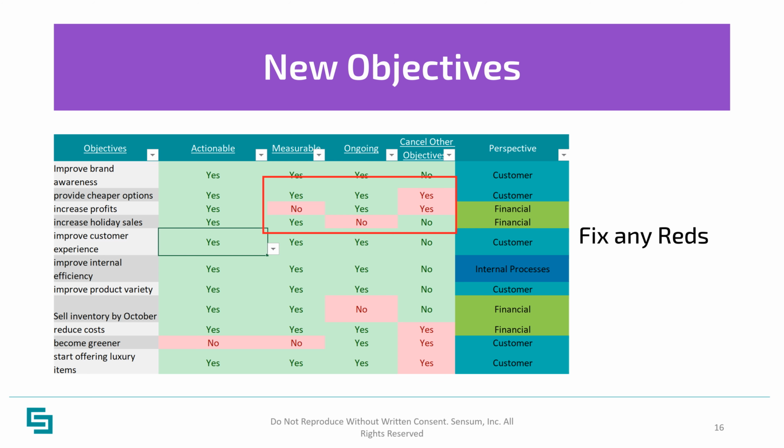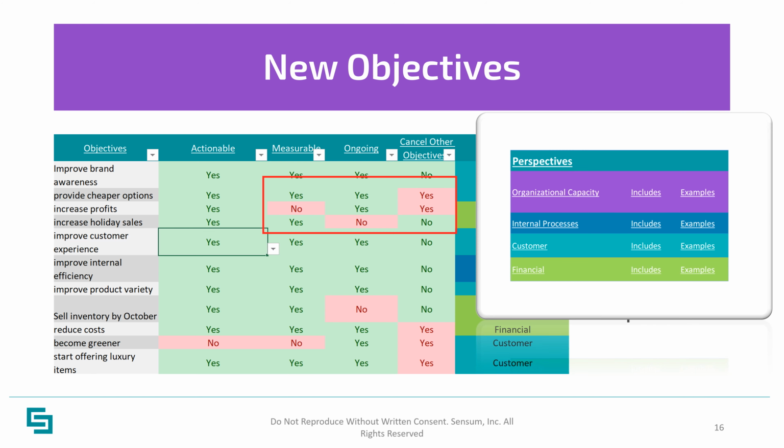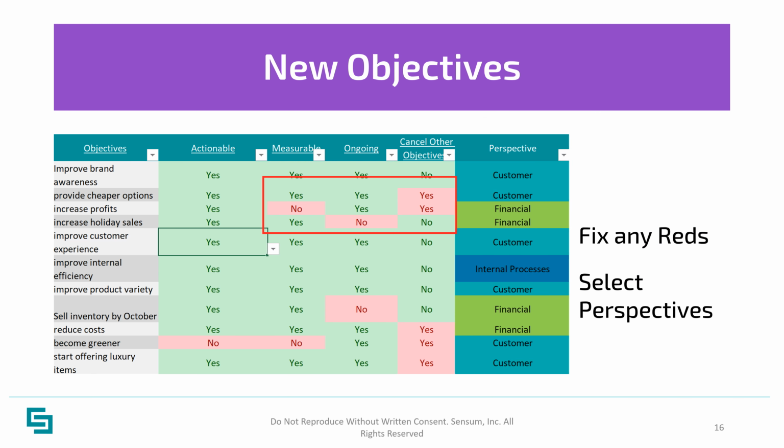After you fix them, select their appropriate perspective. You can learn more about each perspective by clicking on each cell in the perspectives table on that sheet. Make sure you have at least one objective for each perspective. If not, work on adding objectives for any perspective missing them. Go ahead and give it a try. If you feel stuck at any time, reach out to your consultant.